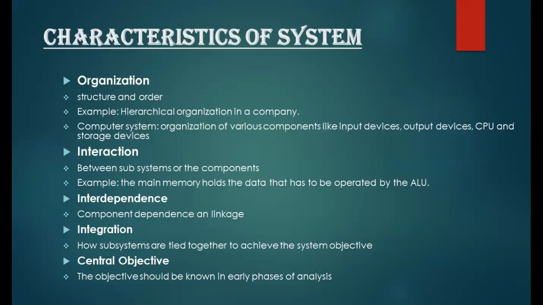Next we have interdependence. The components' dependence is necessary; they should be interdependent, and some linkage should be there, so that the flow of information is properly lined up among the components. Then we have integration. Integration is how subsystems are tied together to achieve the system objective.